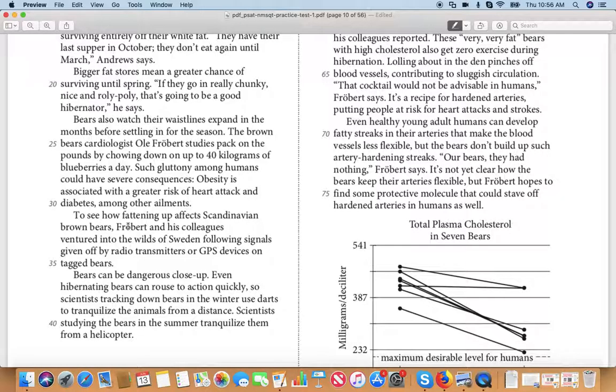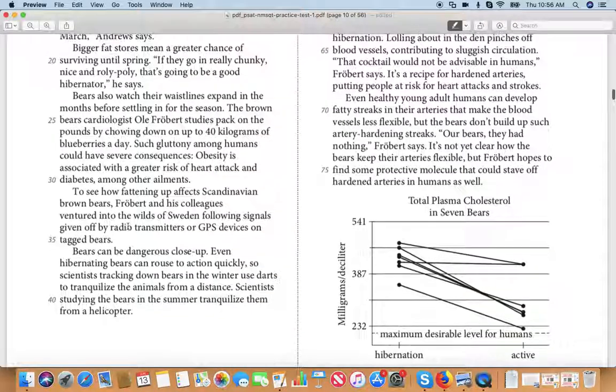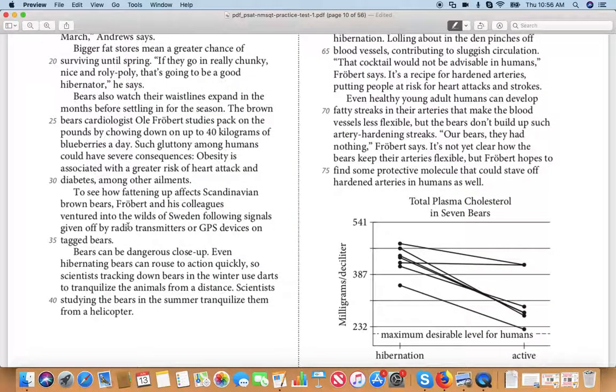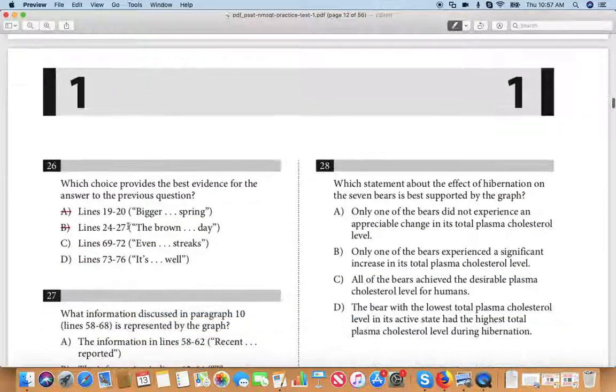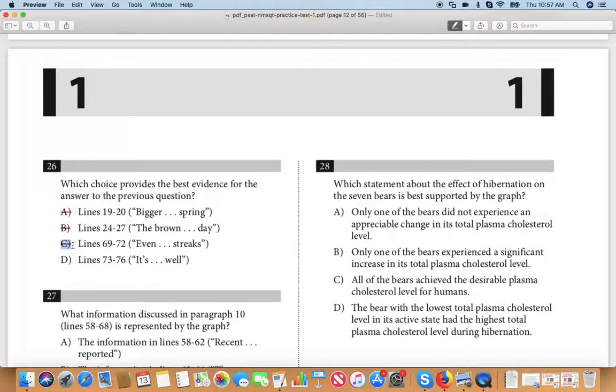What is his hypothesis? He's comparing it to humans. But what's his guess as to what's keeping their arteries from hardening? What does he think it is? A protective molecule. Absolutely. Now Frober doesn't say, here's my hypothesis, everybody, listen carefully. It's indirect, but we see evidence for it nonetheless. Do you see that? Compare that to the others, where there's no evidence for a hypothesis. We have it here. So I feel really good about answer choice D for 26, and you should too.